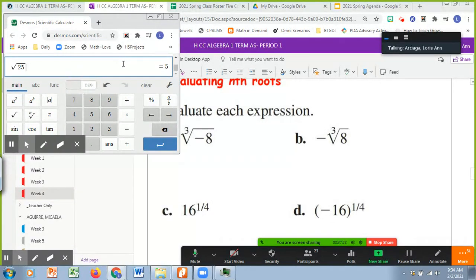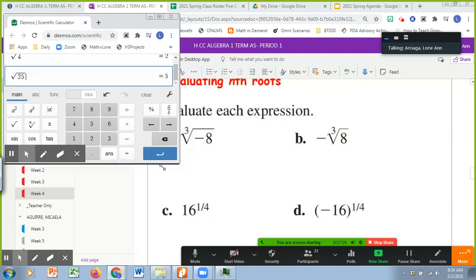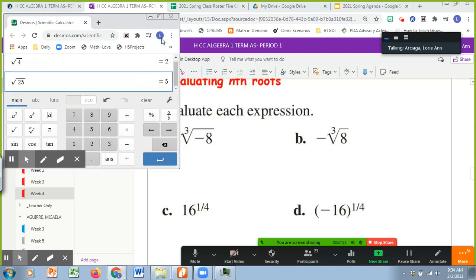All right, what's the answer to the first one? It's the cube root of -8. So you're going to use this. Cube root of -8. Are you getting the same answer? -2? Yes, good job.